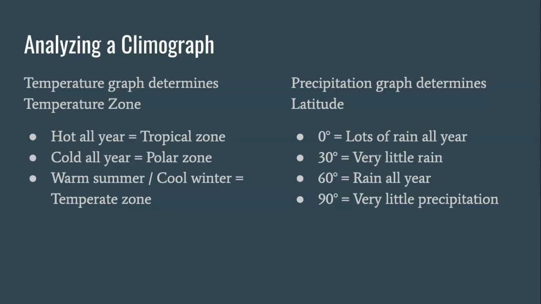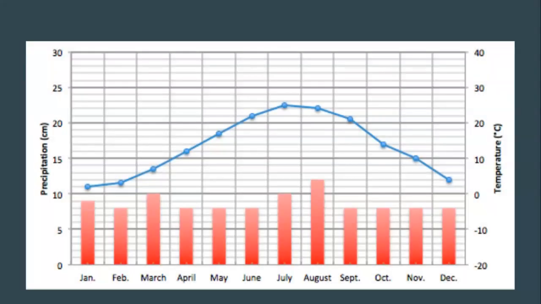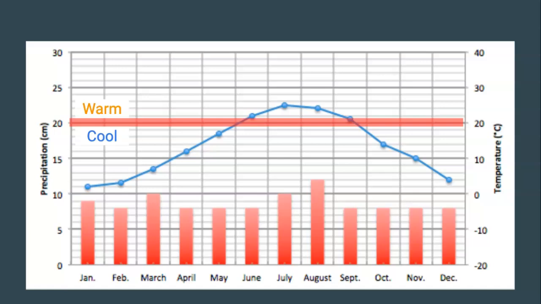Let's see if we can determine where this climograph comes from. So here's our climograph. At first, I want you to analyze the temperature. And remember, a really useful line is this 20 degrees Celsius line, because above 20 degrees Celsius is warm and under 20 degrees Celsius is cool.